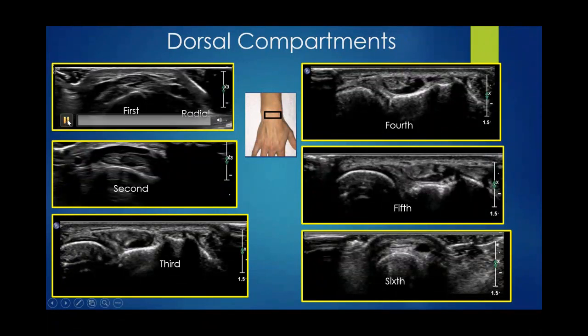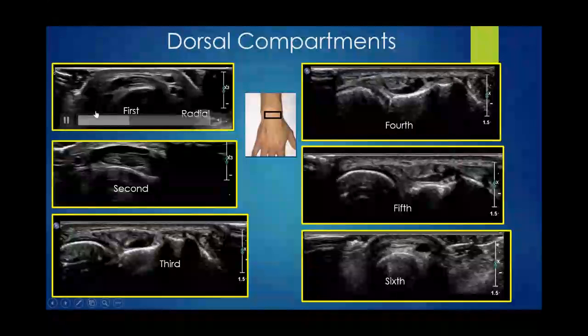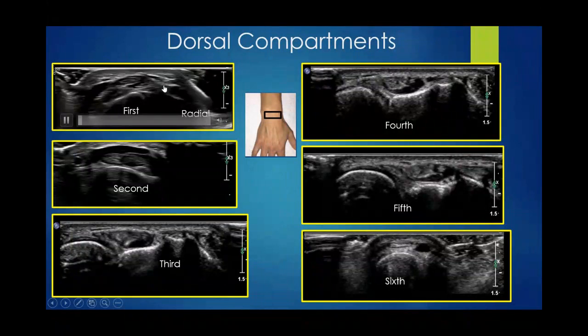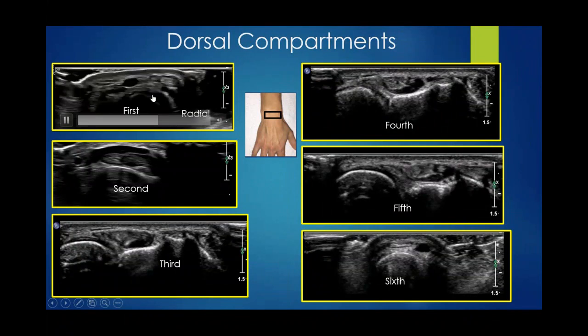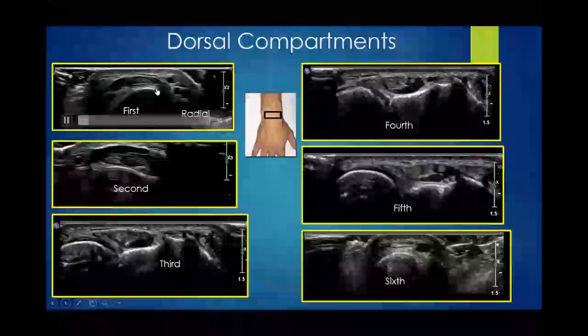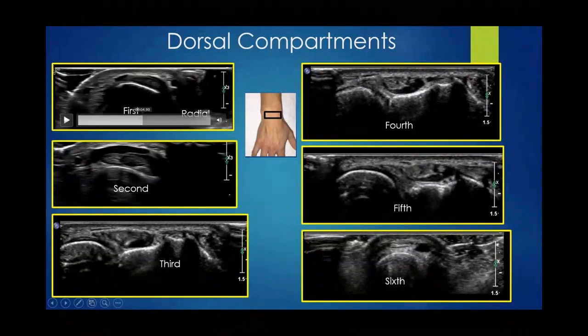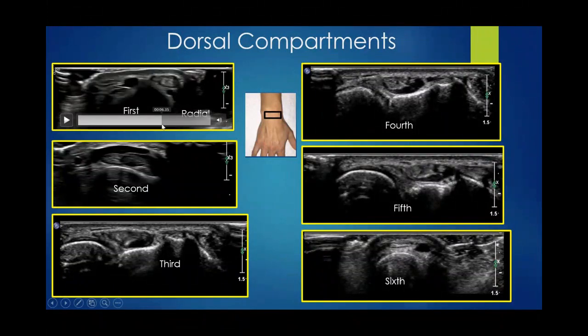Again, that houses the abductor pollicis longus and extensor pollicis brevis tendons. The right of the screen here is radial, left would be ulnar. This is the abductor pollicis longus and extensor pollicis brevis tendon adjacent to one another, overlying the radial styloid process here. Sometimes it's hard to differentiate the tendons from one another, and so you sometimes have to pull the transducer a little bit more distal than the radius to delineate the two tendons. So here you see the larger tendon being the abductor pollicis longus, and the smaller tendon being the extensor pollicis brevis.